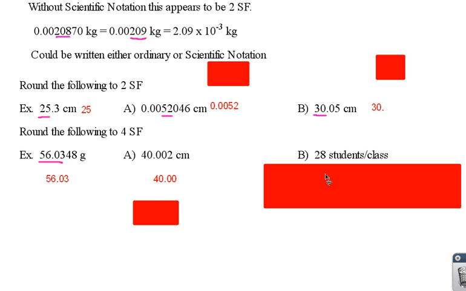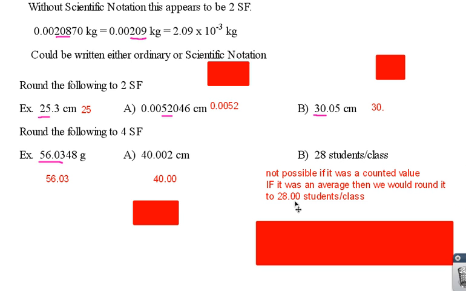meaning she's measured several different classes, and now she's calculating that her average is 28 students. So you're no longer counting students, it's a mathematical operation. So if we wanted to round this to 4 sig figs, we would write 28.00. Now we're going to move on to some of those mathematical operations in the next video.